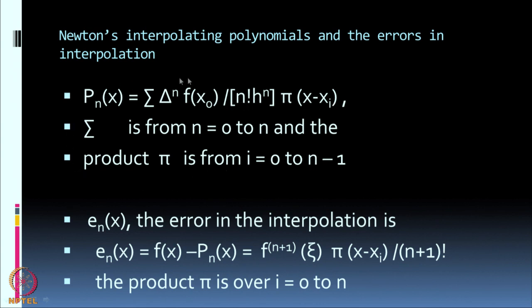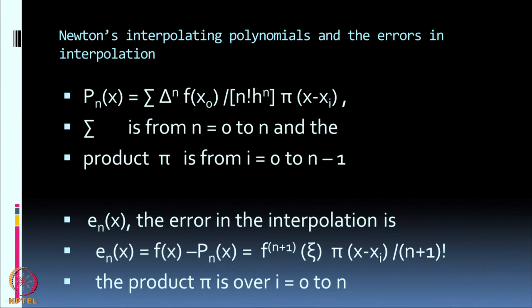Once I have this polynomial which is evaluated at each value of x, I would like to know what is the error in the interpolation. So, how do we define an error? The error in the nth order polynomial would be the actual value of the function minus the interpolated value. P n x is the interpolated value, f x is the true value. That difference is given in terms of a Taylor expansion.